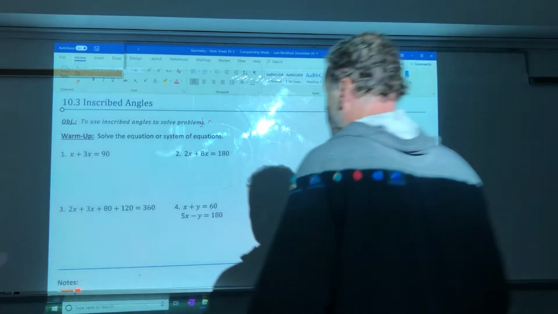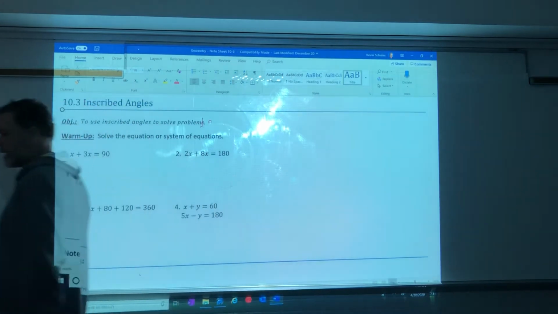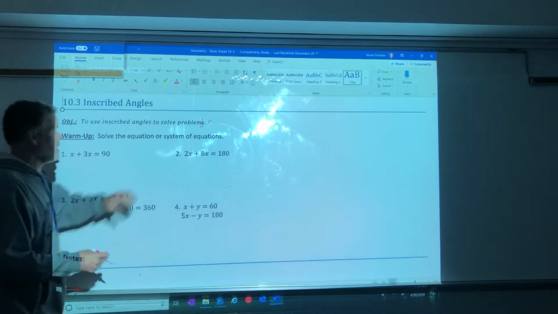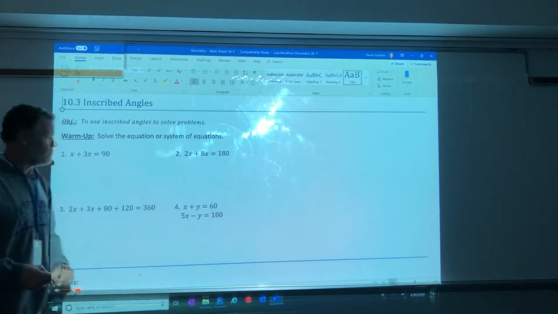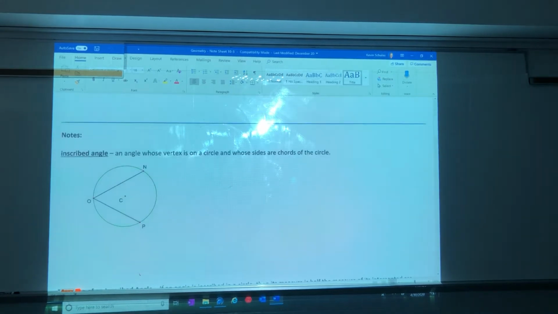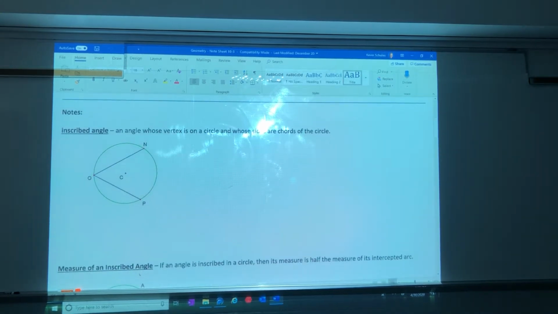Okay guys, today we're going to talk about inscribed angles. This is Tuesday's lesson, May 5th, I believe, Tuesday. We're going to go by the warm-up here, so that's basically just solving equations and get right to where we need to get to here with inscribed angles.